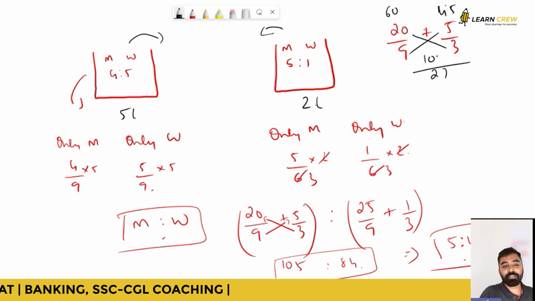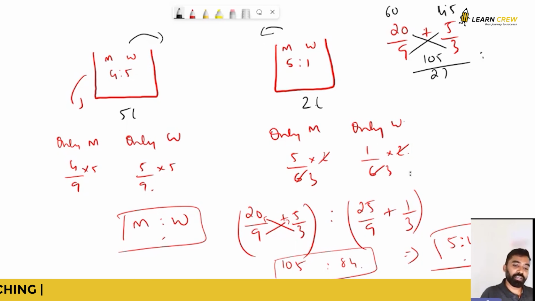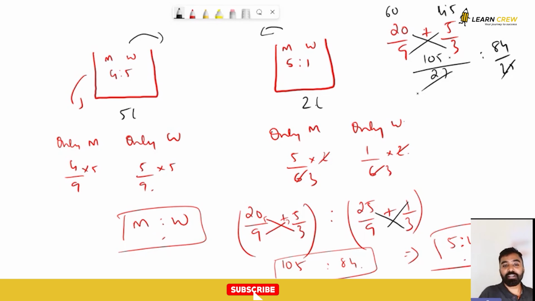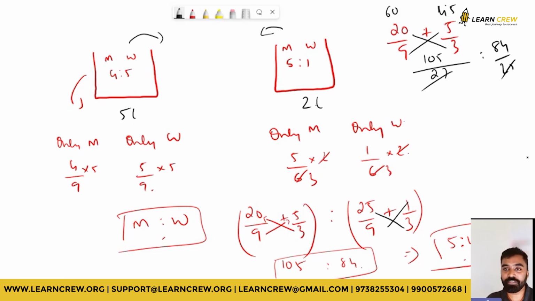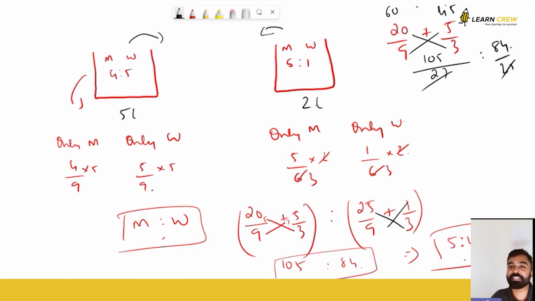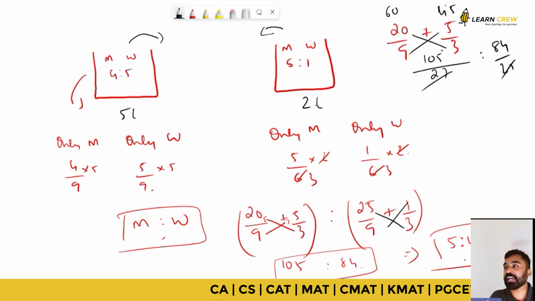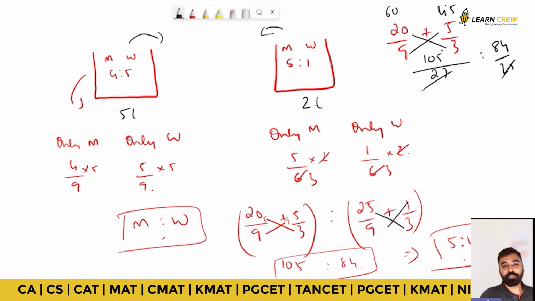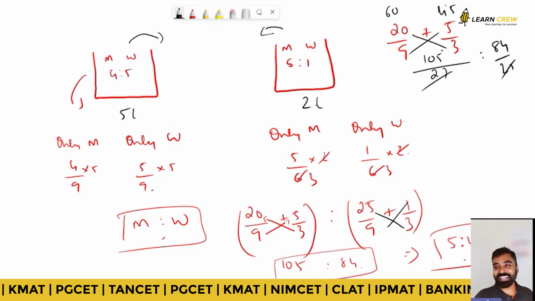This becomes 105, and this is 25 into 3 is 75, 75 plus 9 is 84. 84 by 27, this gets cancelled. So 105 is to 84. So don't take LCM and don't waste your time. Just cross multiply and add it. Yes, it will get divided. Obviously, this is 105, this is 84, so both are multiples of 3. So divide, and after that both are multiples of 7. Or if you know the tables, you can directly solve it.